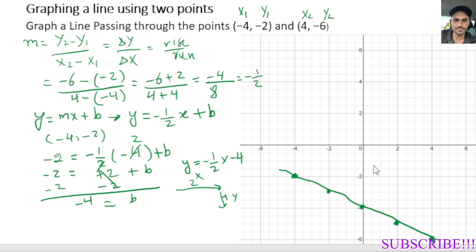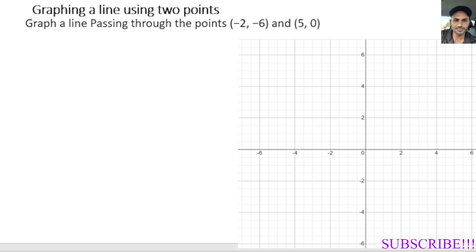Okay, y equals -1/2 x minus 4. All right, now let's go ahead and do the second example. It's a similar situation. We want to graph a line passing through these 2 points. So let's put these 2 points on the graph first.